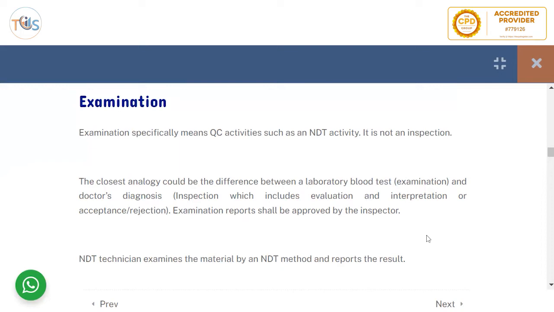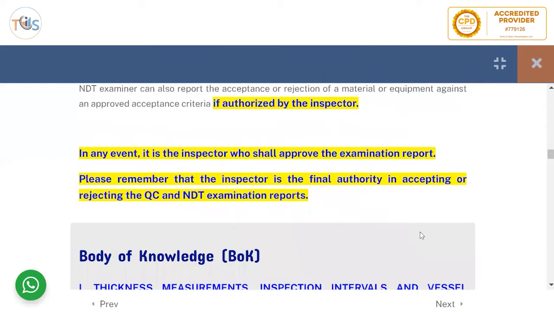So although the doctor doesn't know how to do the test, eventually it's the doctor who would decide what course of action to take. In the same way, the inspector is responsible for interpretation, or he can let the examiner do it, but eventually it's the inspector who would need to approve the NDE examination.